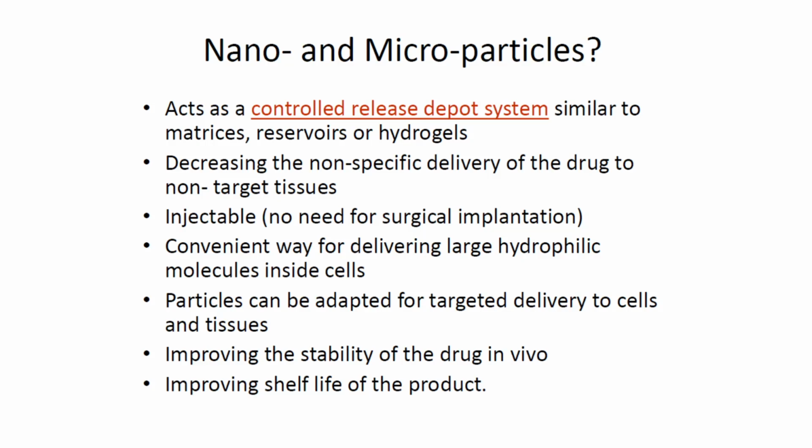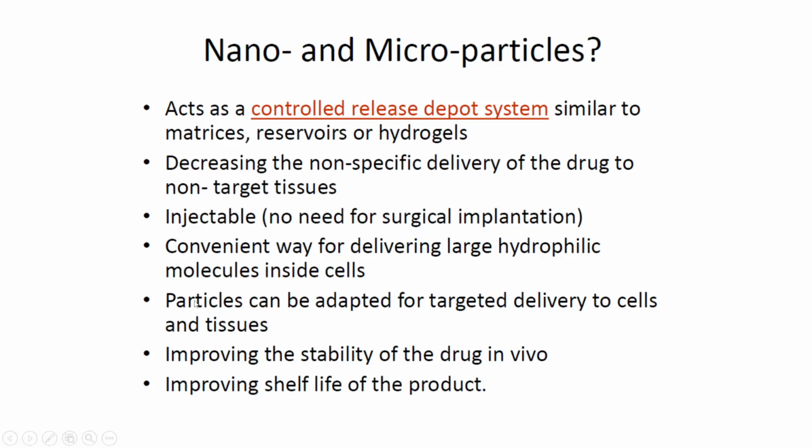This will limit the flow of this drug all over the body. Let's say if you inject something in the blood, it is going to go all over your body and it can have non-specific interactions with the rest of the organs. So that's what we can avoid by making these nano and microparticles. One of the most advantageous things about these particles is that they are injectable. You don't have to go for surgical implantation. It is a convenient way of delivering large hydrophilic molecules inside the cells, which we saw that we can use the proton sponge effect for.